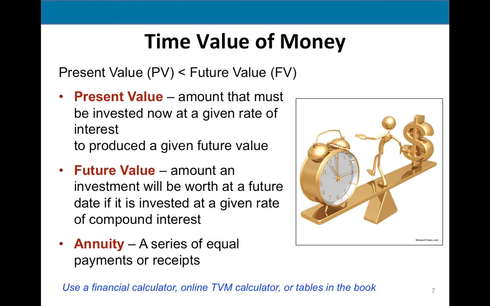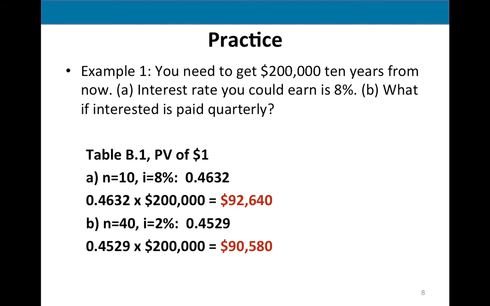They receive the same fixed payment from you, and that's called an annuity. So here are some examples for practice, right? So I need to get $200,000 10 years from now. So the question, first of all, what do I know? And what am I looking for?